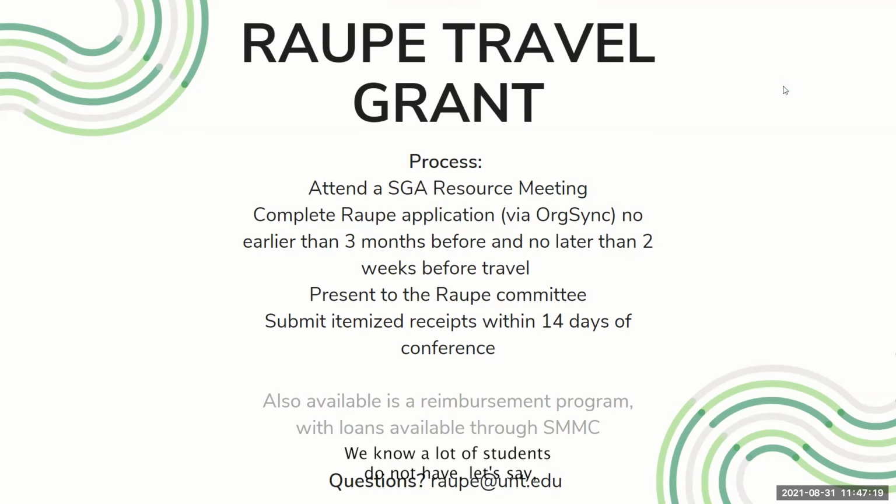We know a lot of students do not have the money up front, let's say a conference travel or registration fee is like $300. Typically that sounds about right for a student with the National Association. They can go through the Student Money Management Center to pay for any out-of-pocket costs, and then they can just pay back the Student Money Management Center. And these are loans. There's not any type of interest on these loans as well, but this is just another opportunity for students who may not have the funds automatically to go ahead and do any type of travel.